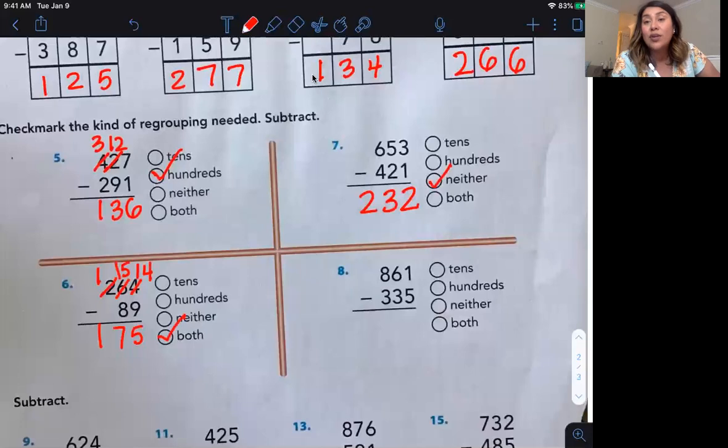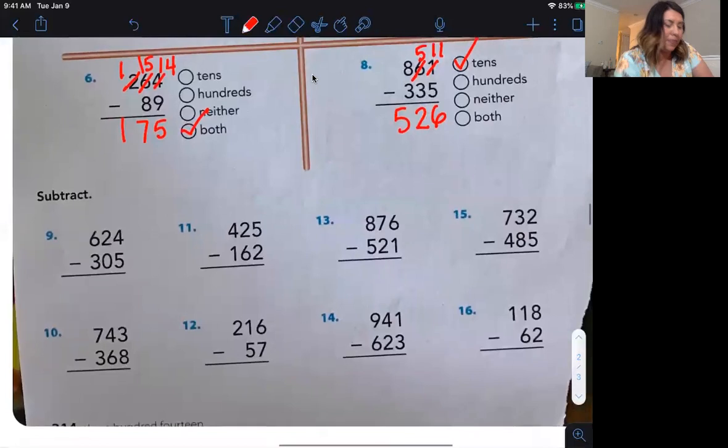All right, let's do the next one. 1 take away 5. Can you do it? Nope. Let's borrow from the 6. 6 becomes 5. 1 becomes 11. 11 take away 5 is 6. 5 take away 3 is 2. 8 take away 3 is 5. Very cool. All right, we only had to regroup in the tens. Very good. Whew, that was easy peasy.